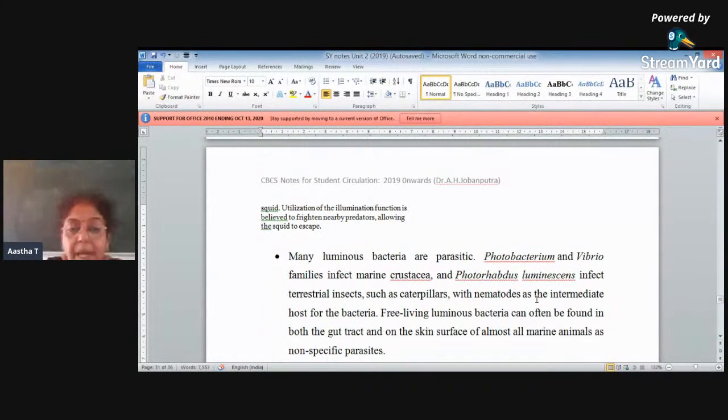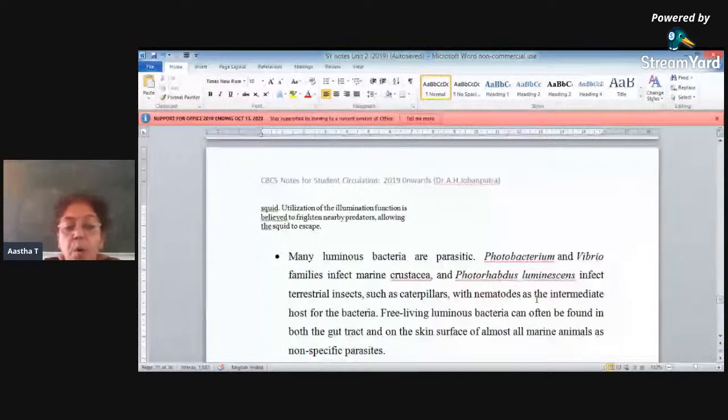property. Some luminescent bacteria are parasitic. For example, Photobacterium and Vibrio can infect the crustacea group of animals, and Photorhabdus usually infect the terrestrial insects such as caterpillars and nematodes, and they use them as a host.